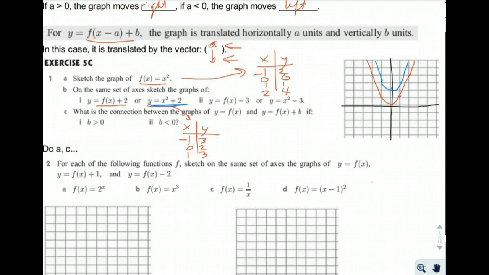And then the next one it says, what about f of x minus 3? And that would be the same as x squared minus 3. You can fill out a few points and you'll see that that lowers the graph by 3. So like all the corresponding points are lowered by 3.